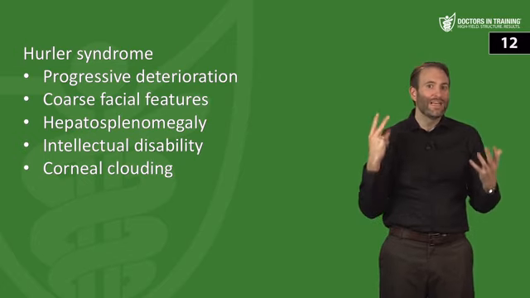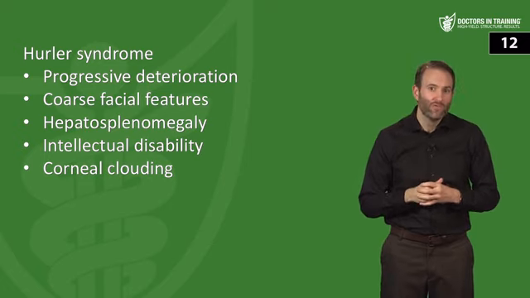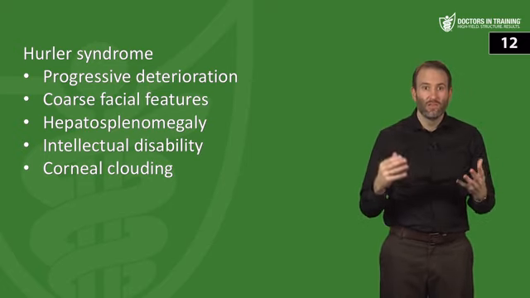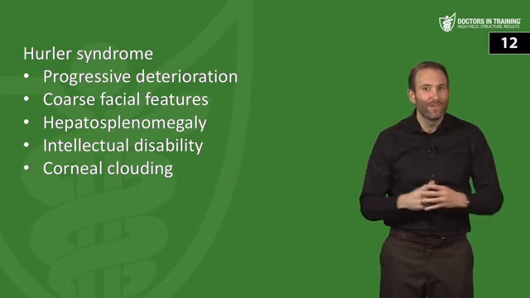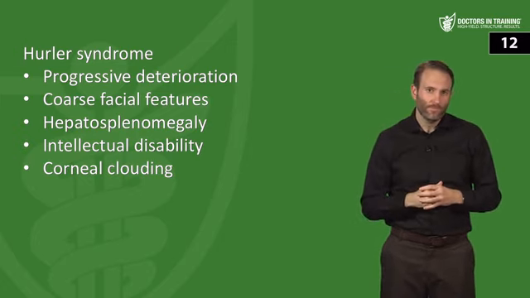Now, there are two lesser forms of Hurler syndrome, and they are called Hurler-Scheie syndrome and then just Scheie syndrome. So they have the same enzyme deficiency, and they tend to have a later onset of symptoms.